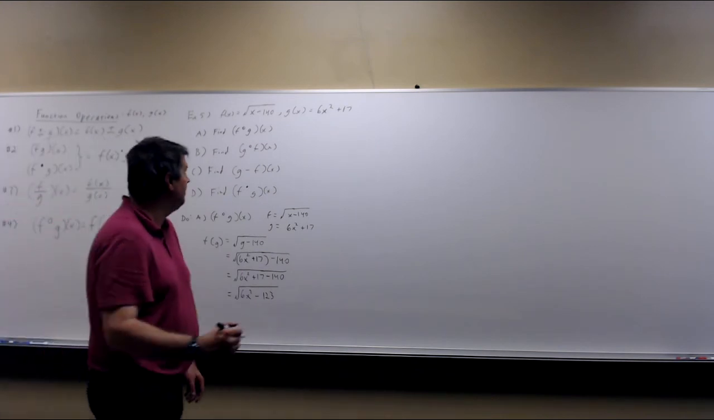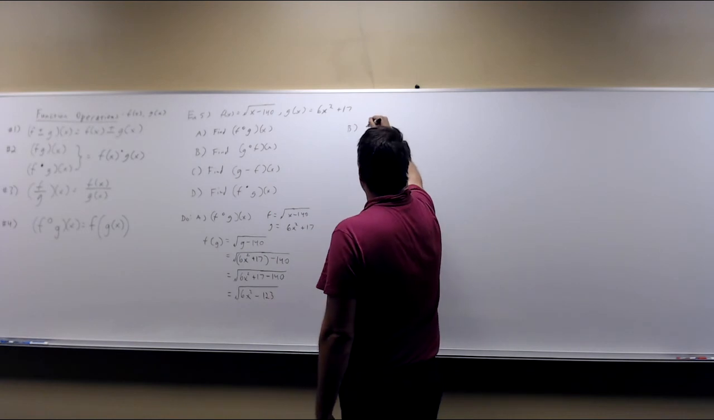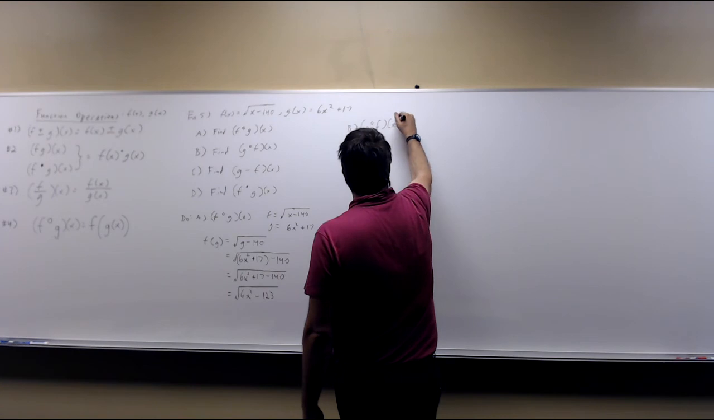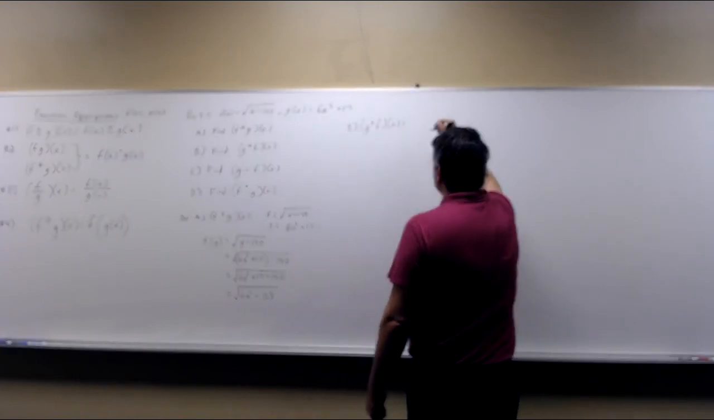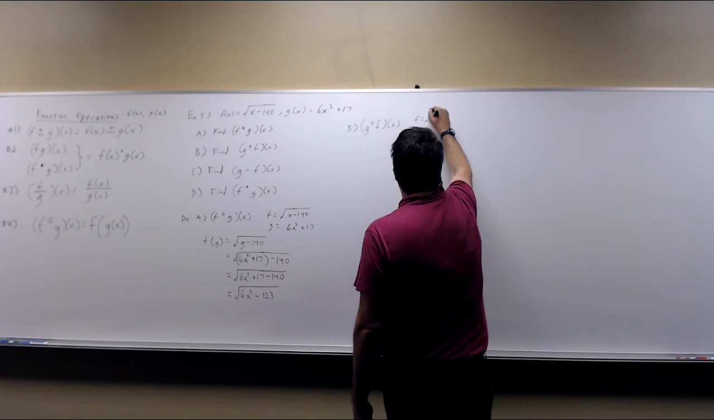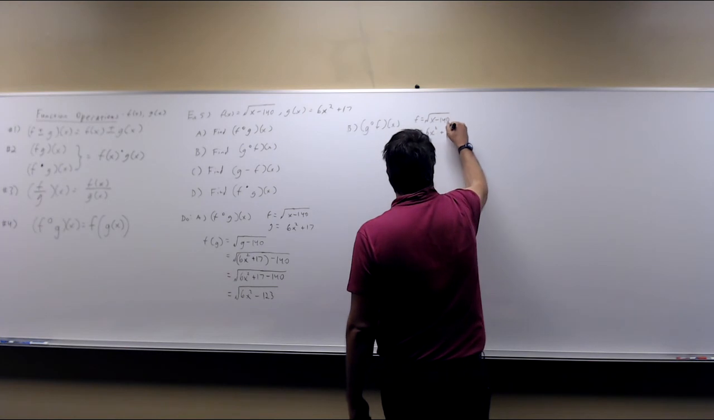All right? B is a different story. G of f of x will equal, well, to do that, f will equal square root of x minus 140. That's the way I do it. And g will equal 6x squared plus 17.